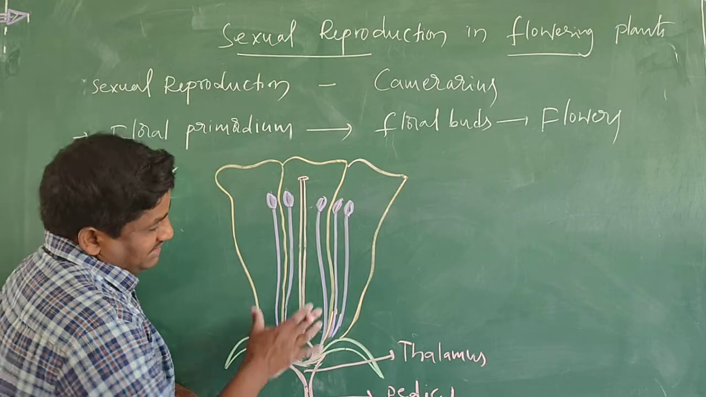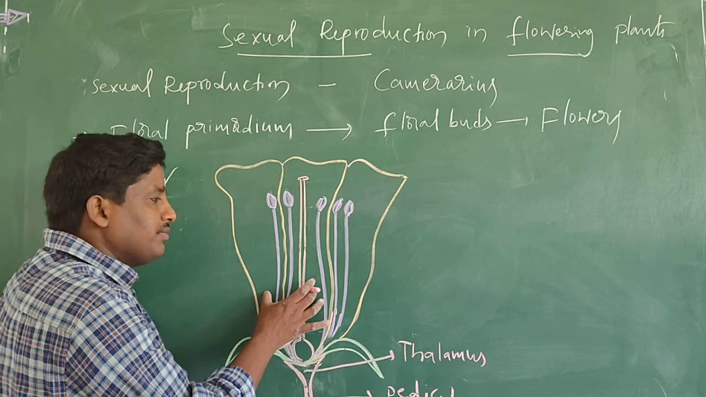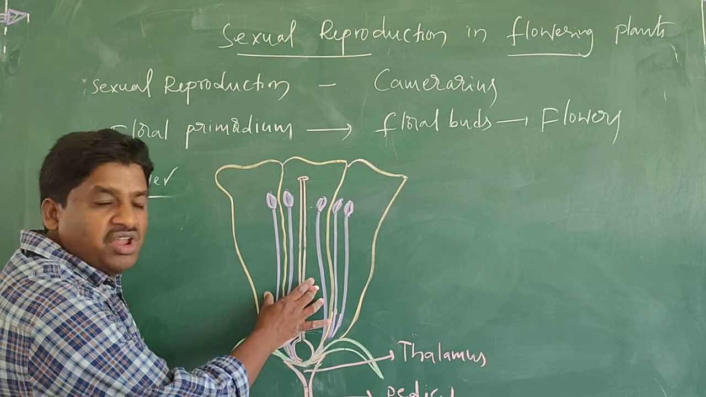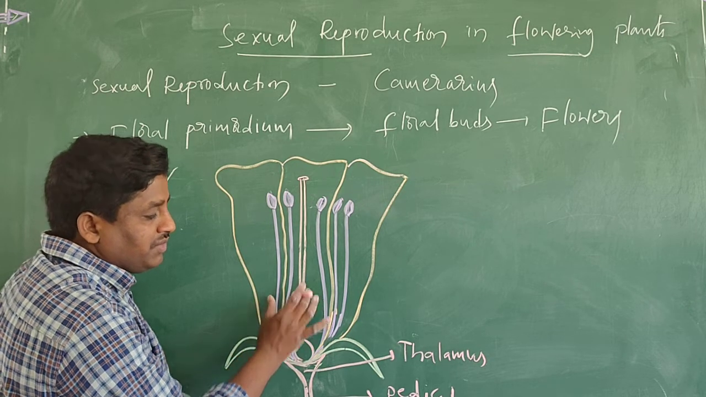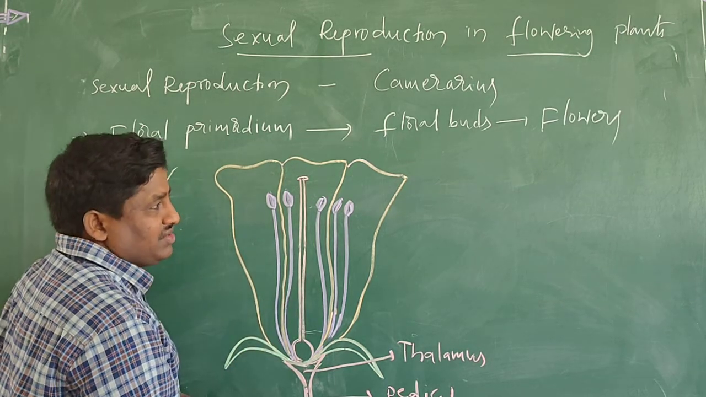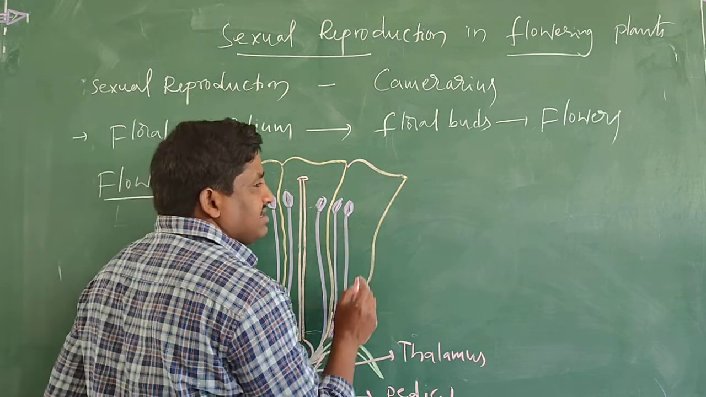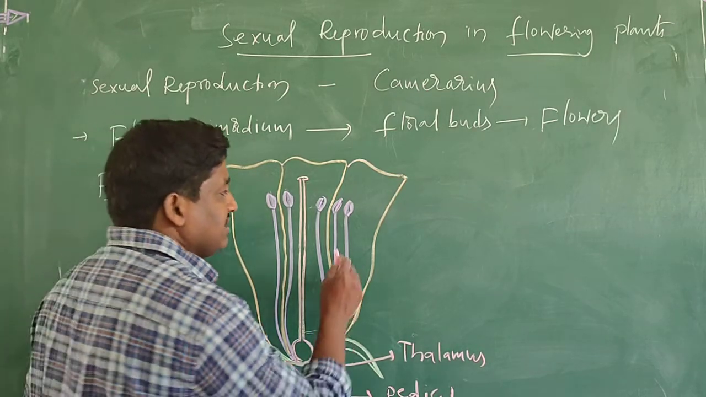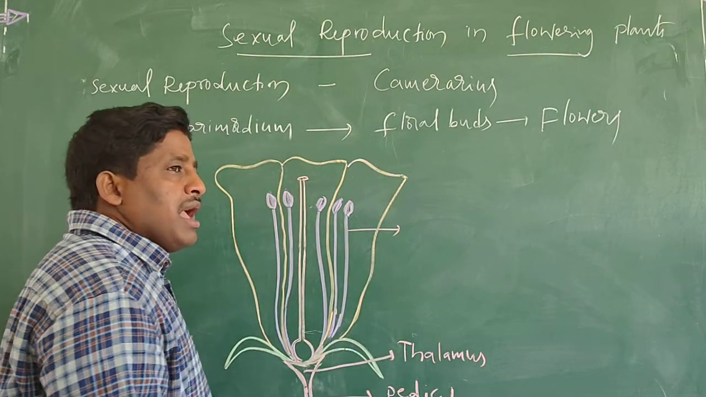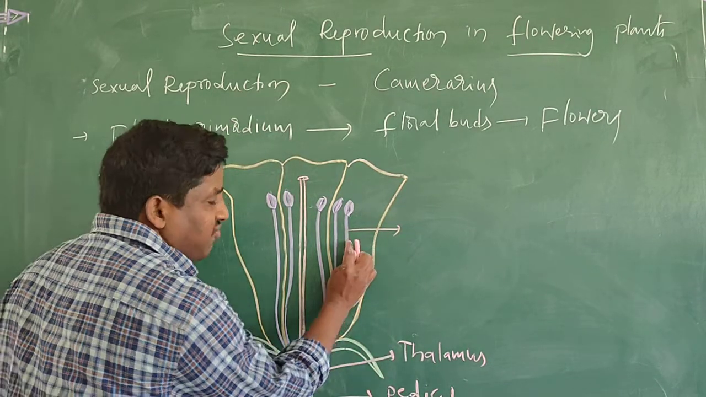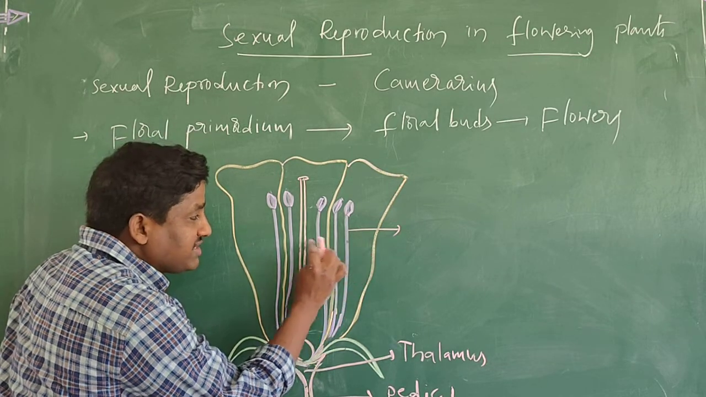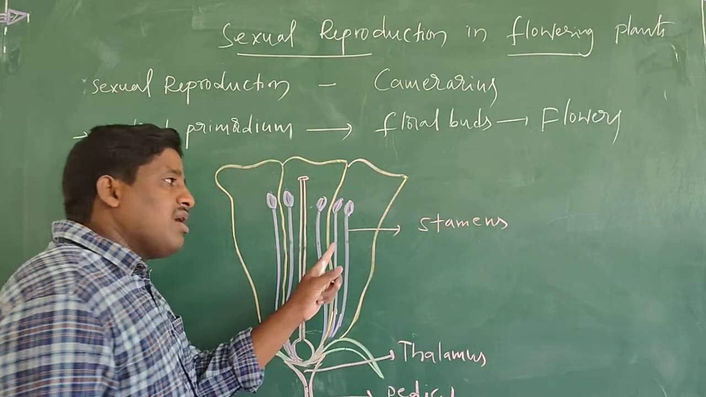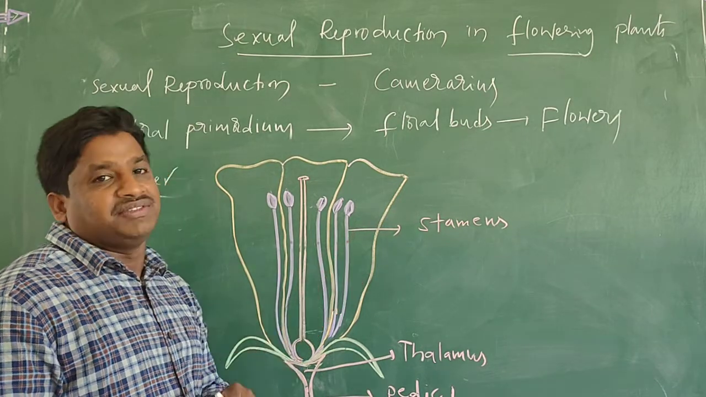And next, in the flower, what are the essential organs? What are the non-essential organs? The essential organs, such as the androecium. The first essential organ is the androecium. The androecium consists of a group of stamens. This is the main reproductive unit in the flower.